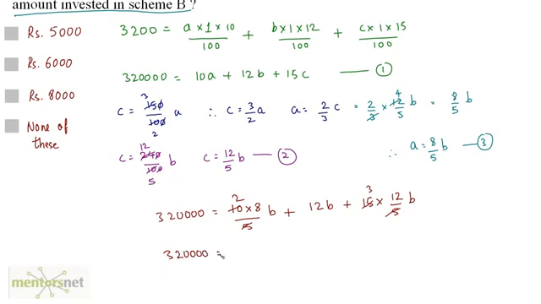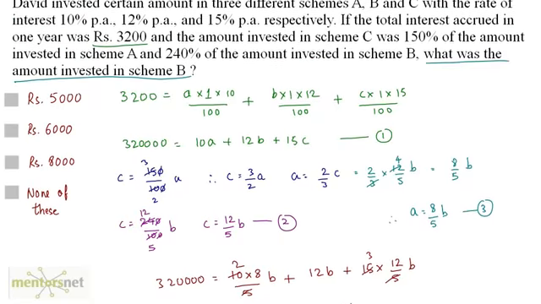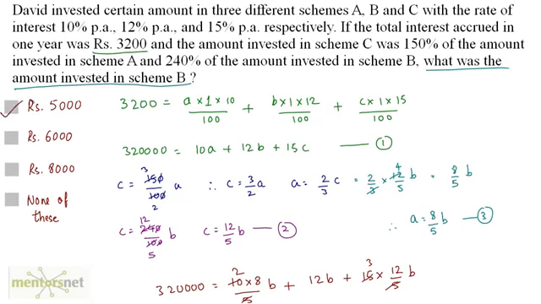3,20,000 will be equal to 8 2s are 16B plus 12B plus 12 3s are 36, so 36B. So 64B is equal to 3,20,000. So therefore B is equal to 3,20,000 divided by 64, and that is equal to 5,000 rupees. So the amount invested in scheme B was 5,000 rupees. So option A is the correct answer.